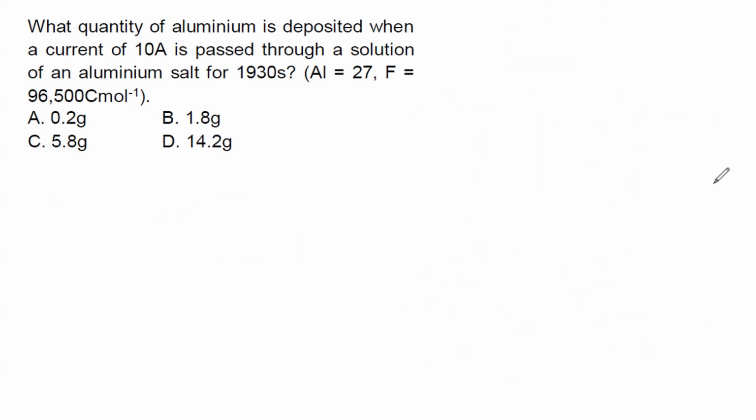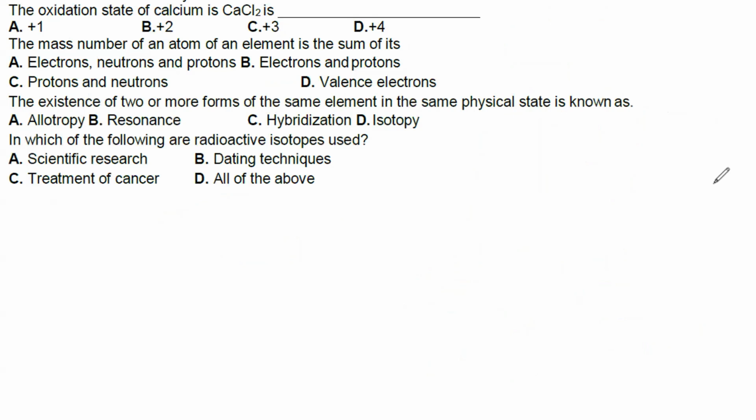The next question here is another question. We want to get the oxidation state of calcium in calcium chloride. So how do we do that? Of course, we know that chlorine has atomic number 17. Therefore, in the first shell we have 2 electrons, in the second shell we have 8 electrons, and the last one is 7.